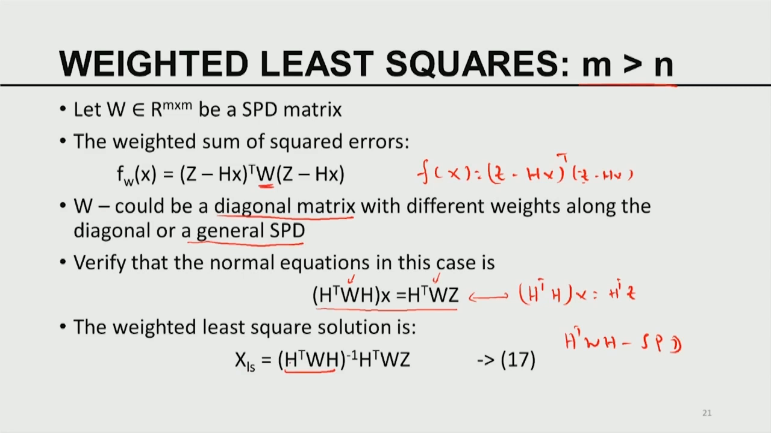So x_LS is equal to (H transpose WH) inverse H transpose WZ. So this is the solution for the linear static deterministic weighted least squares. Equation 17 is the analog of the weighted least square compared to the unweighted least squares.